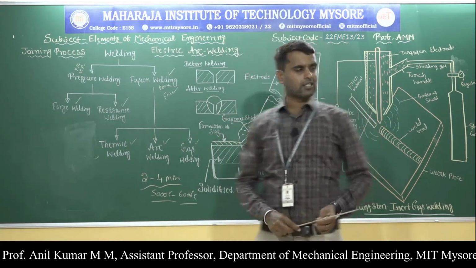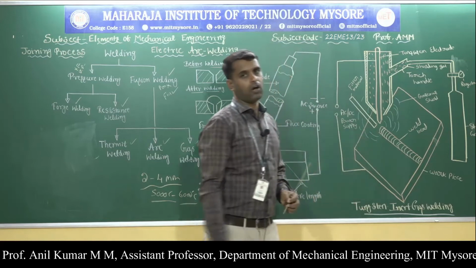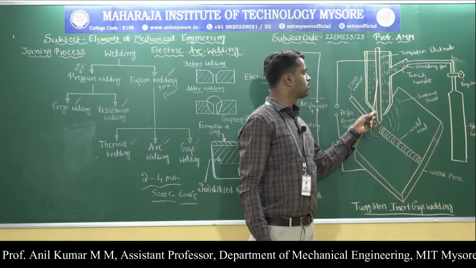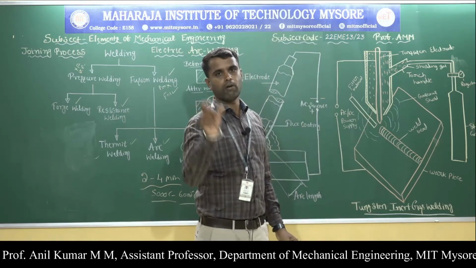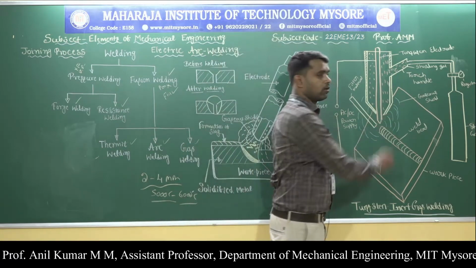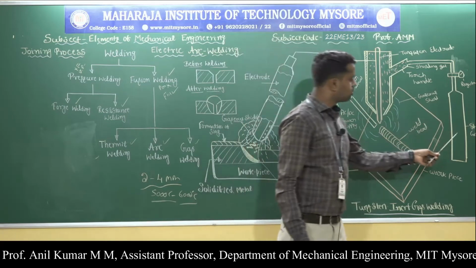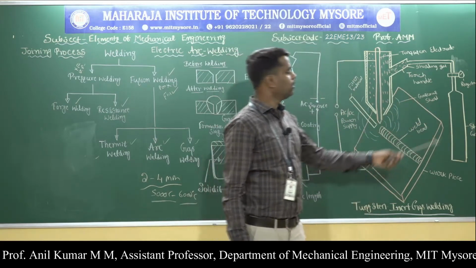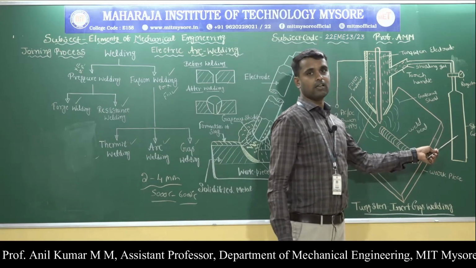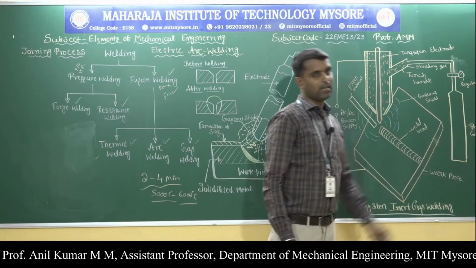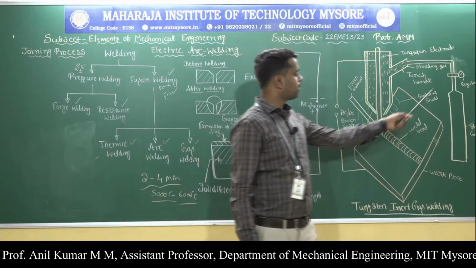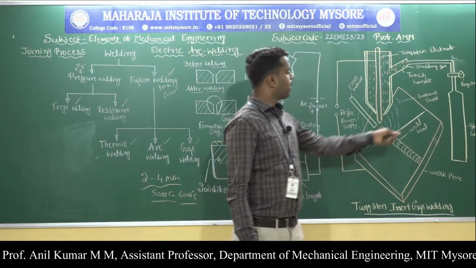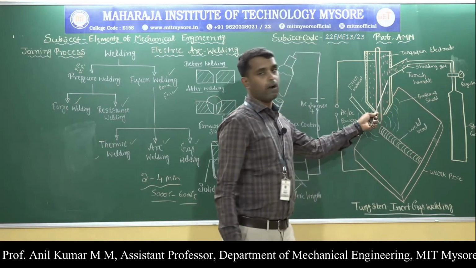This process consists of a welding torch. The tungsten electrode is rigidly fixed into the welding torch, and the tip of the welding torch looks like a nozzle. The shielding gas cylinder is connected to the welding torch for supplying the inert gases. This is a gas cylinder. It contains helium or argon gas, and a regulator is provided to control the flow rate of the gases.